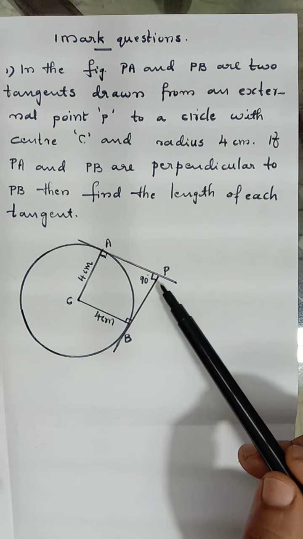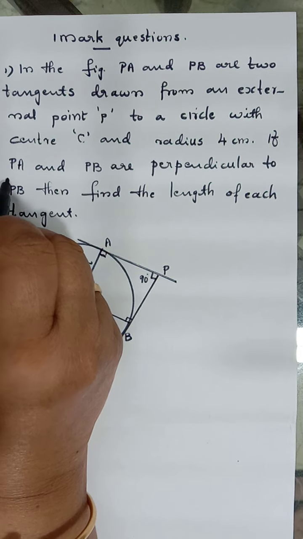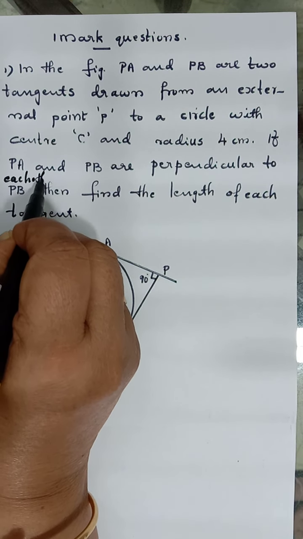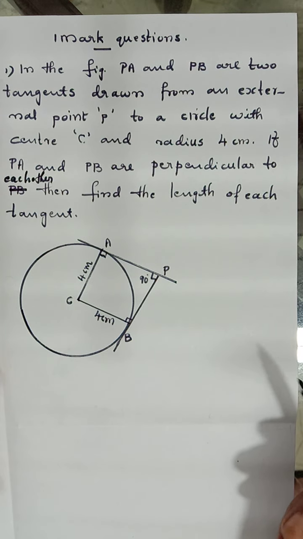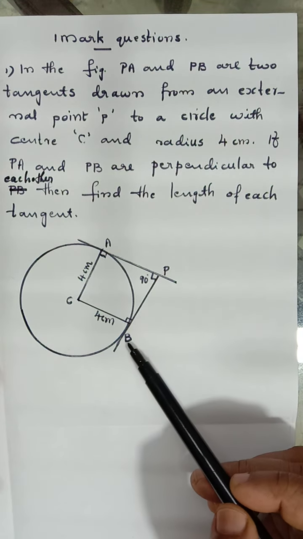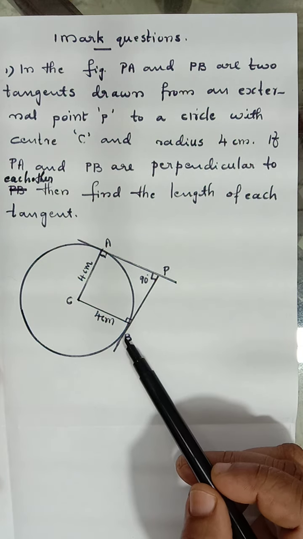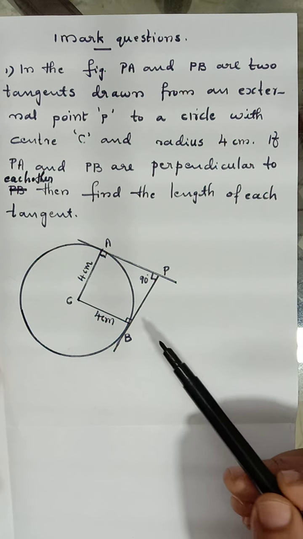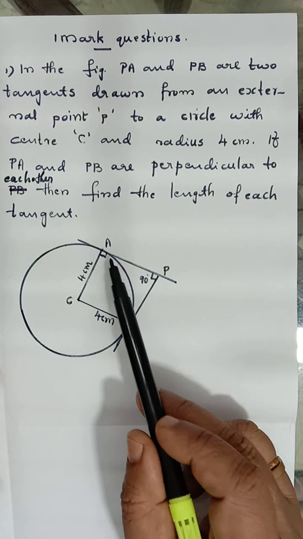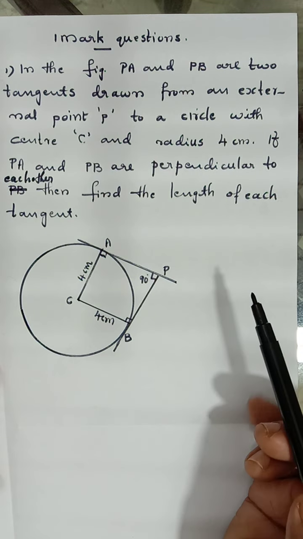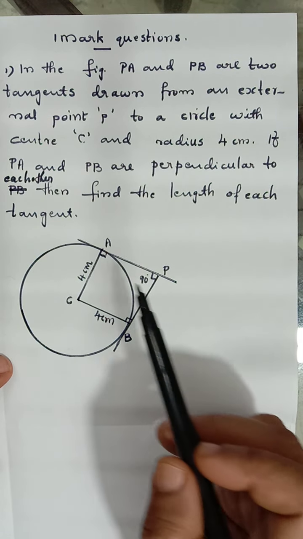If PA and PB are perpendicular to each other, then find the length of each tangent. Here PA is perpendicular to PB. We have to find out the length of each tangent. Here two tangents are there, PA and PB. By seeing the figure, it is clearly understood.